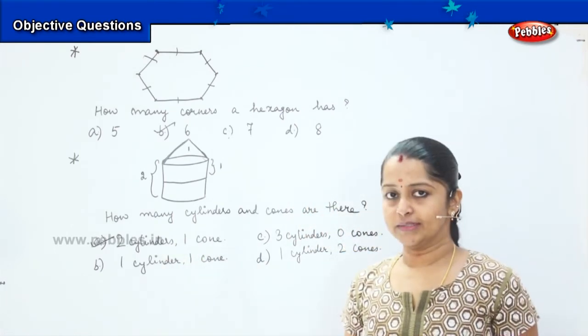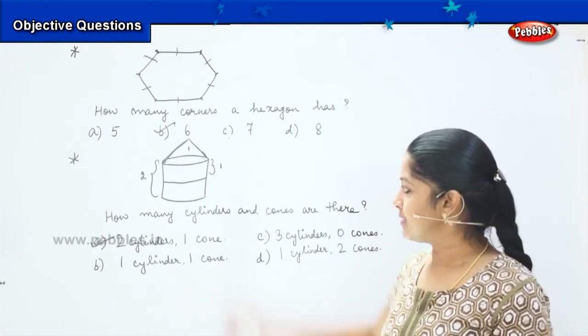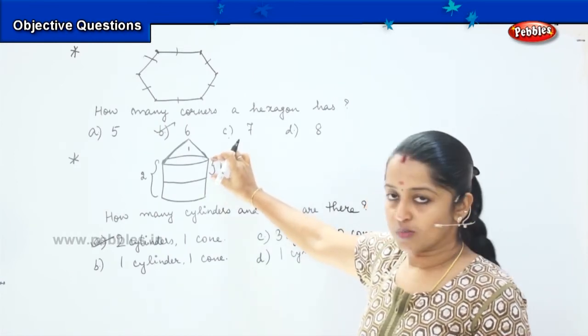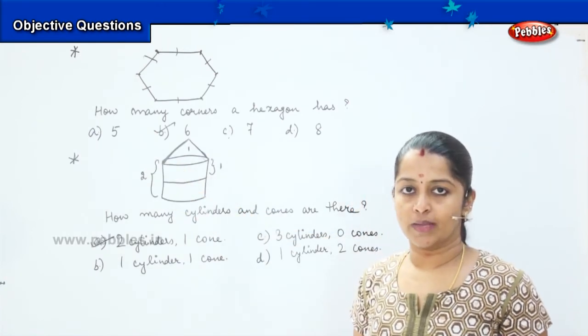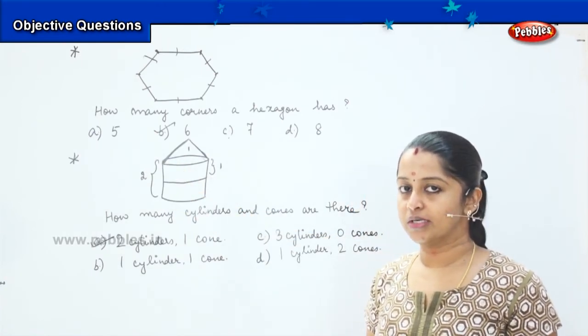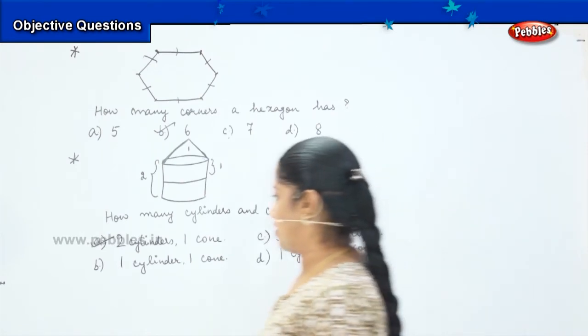Are you clear, children? How we have got 2 cylinders? It is the smaller cylinder, and the bigger cylinder, the second one. Okay? Shall we move to the next question? Here comes your next question.